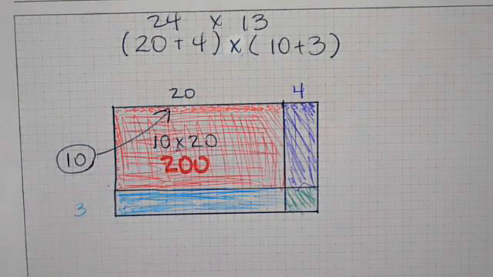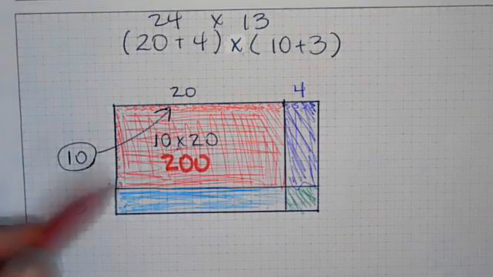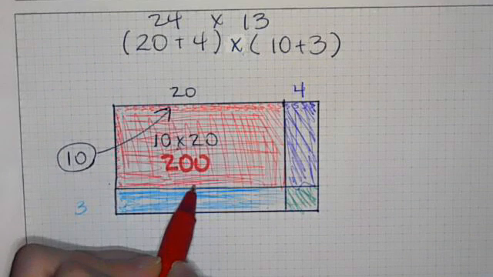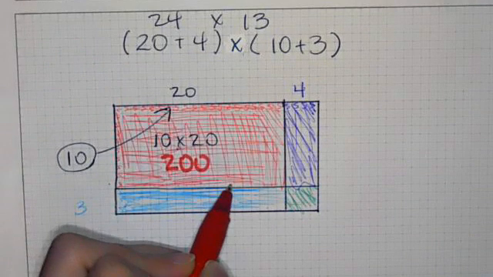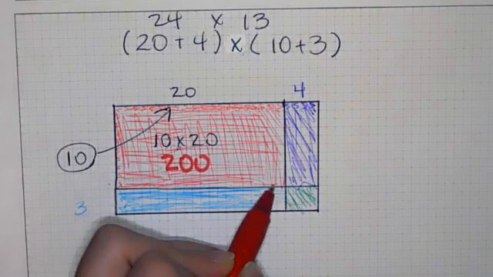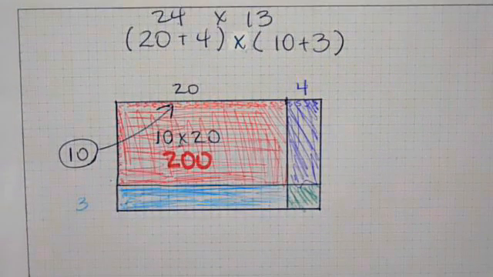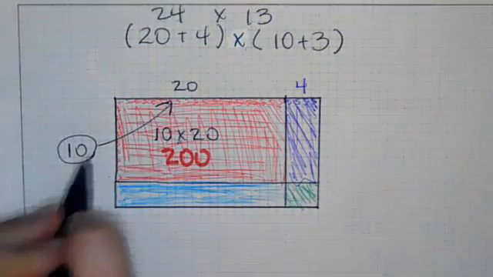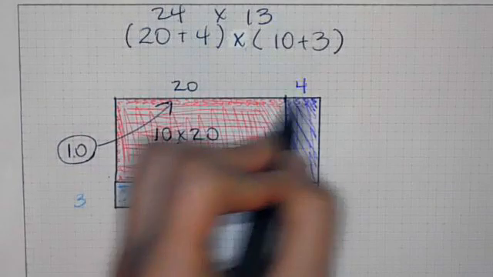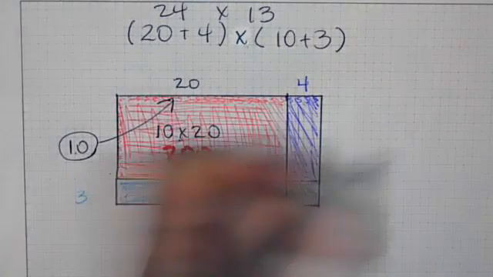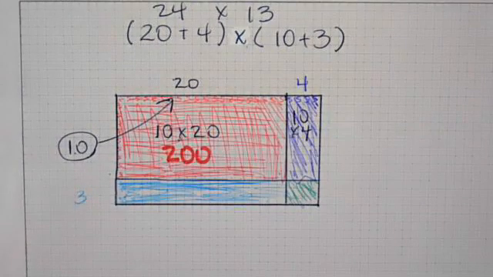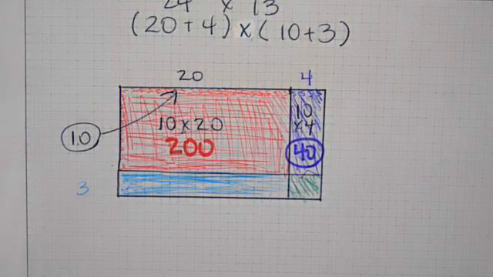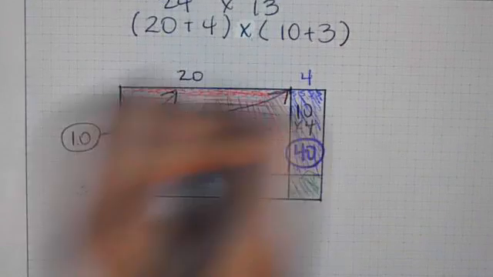I also know that there are 10 going down, so I could count 10, 20, 30, 40, 50, 60, 70, 80, 90, 100, 110, 120, 130, 140, 150, 160, 170, 180, 190, 200. I could do that. Don't want to, but I could. And I would know that 10 times 20 is 200. The next thing I'm going to do is take this 10 going down, and 4 going across. So 10 times 4 is 40. And I have distributed this 10 to this 4.